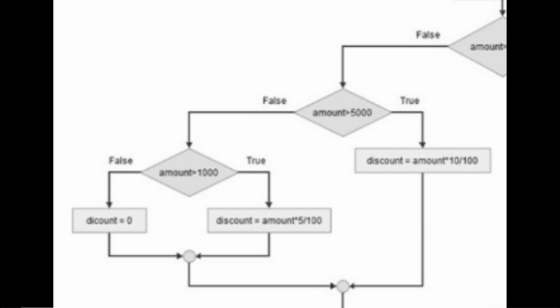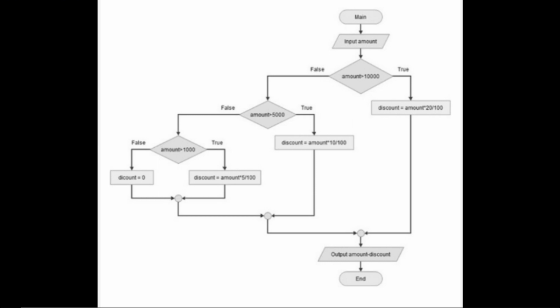discount equal to amount times 10/100. If this condition also fails, then we will check if the amount is greater than 1000 or not. If the amount is greater than 1000, we will provide them with a 5% discount. Else, we will set the discount to 0 and finally display the original amount. This is how the flowchart for the example will look like.